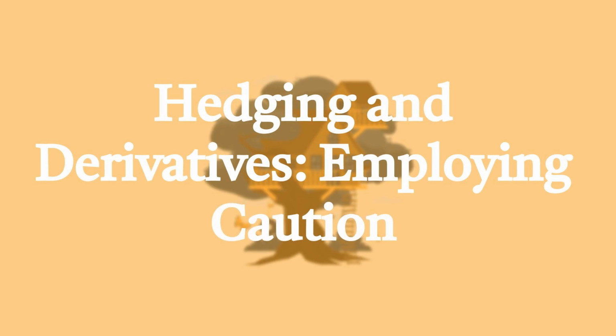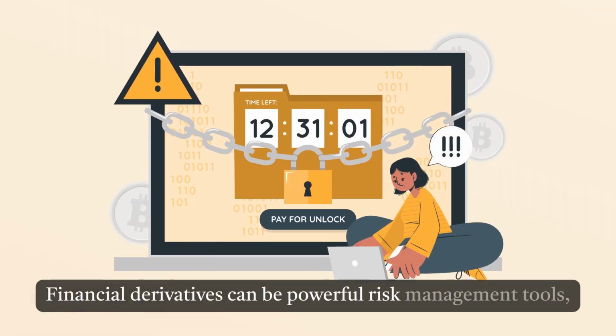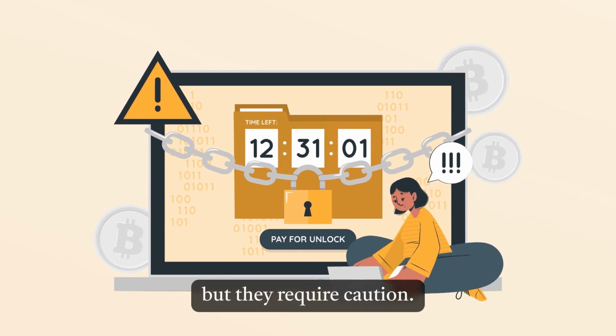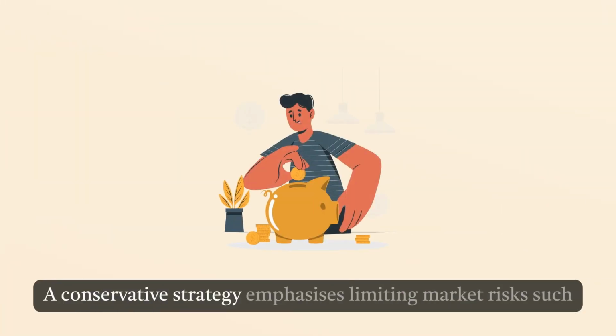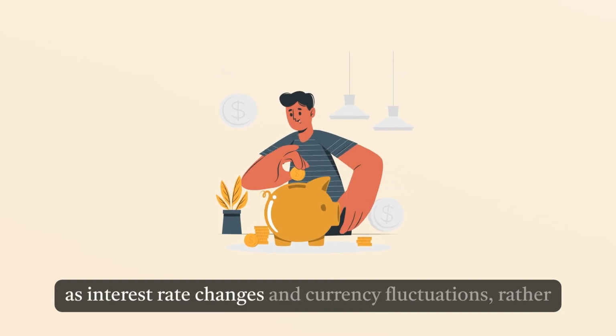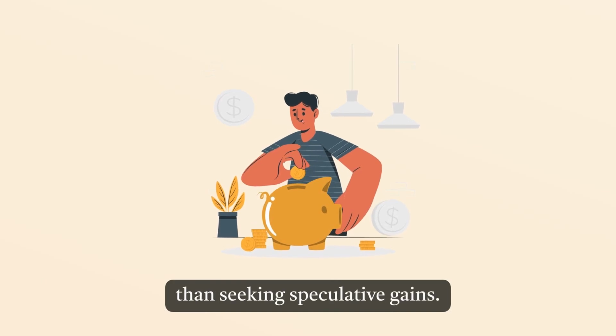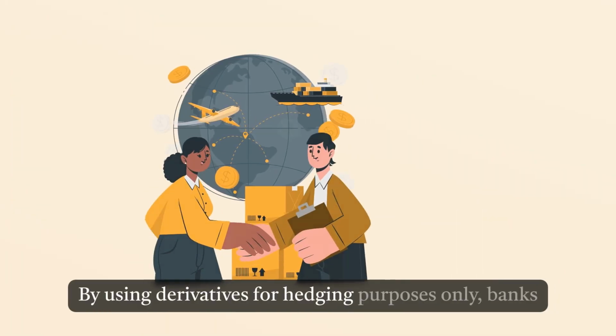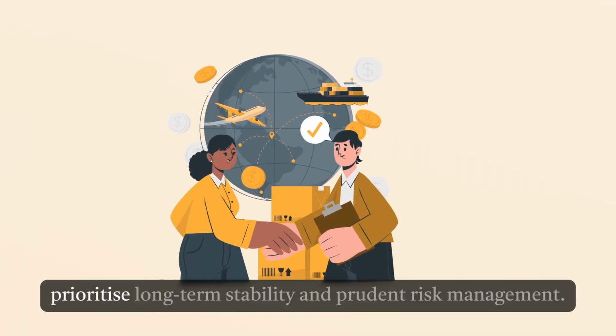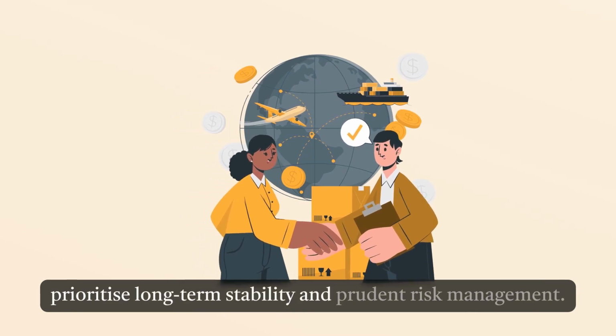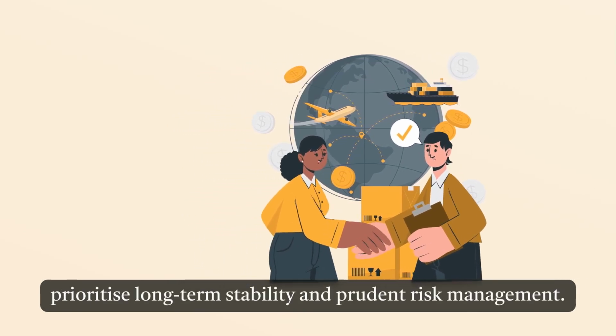Hedging and derivatives, employing caution. Financial derivatives can be powerful risk management tools, but they require caution. A conservative strategy emphasizes limiting market risks, such as interest rate changes and currency fluctuations, rather than seeking speculative gains. By using derivatives for hedging purposes only, banks prioritize long-term stability and prudent risk management.